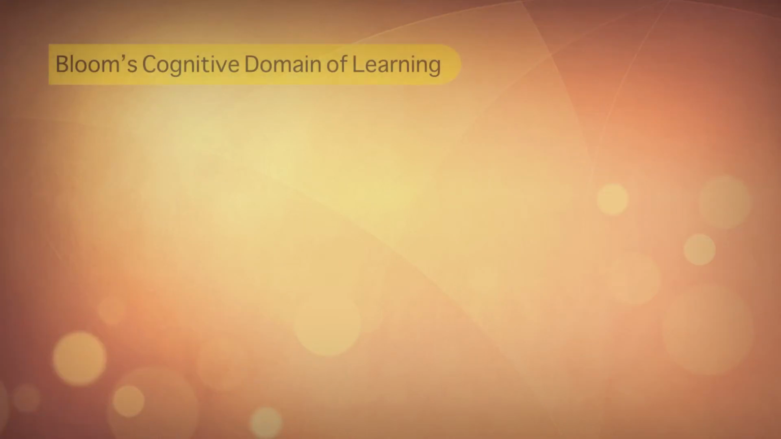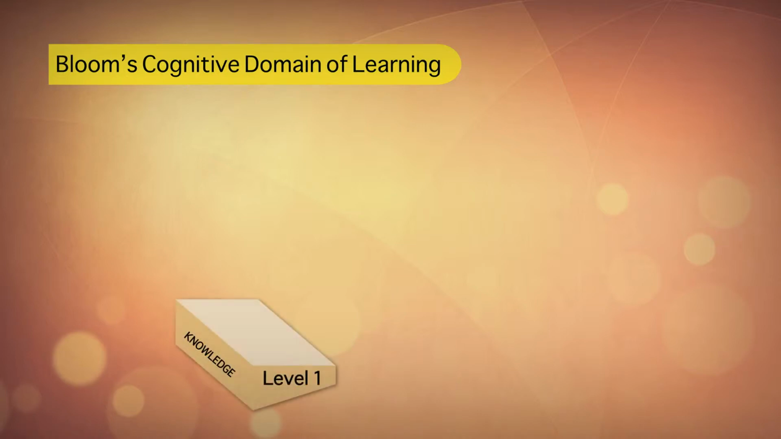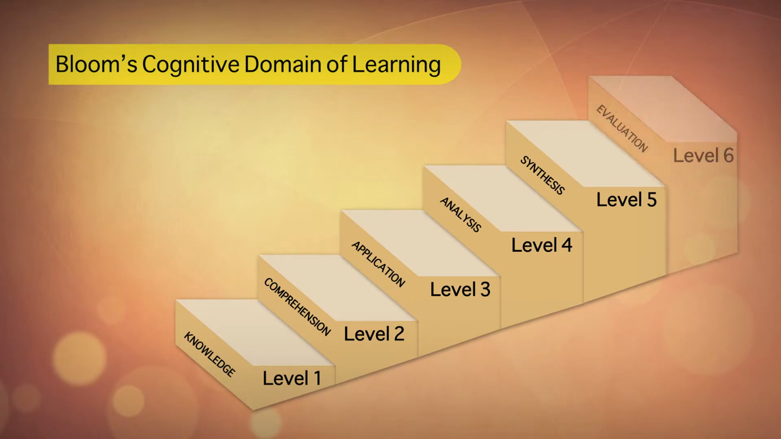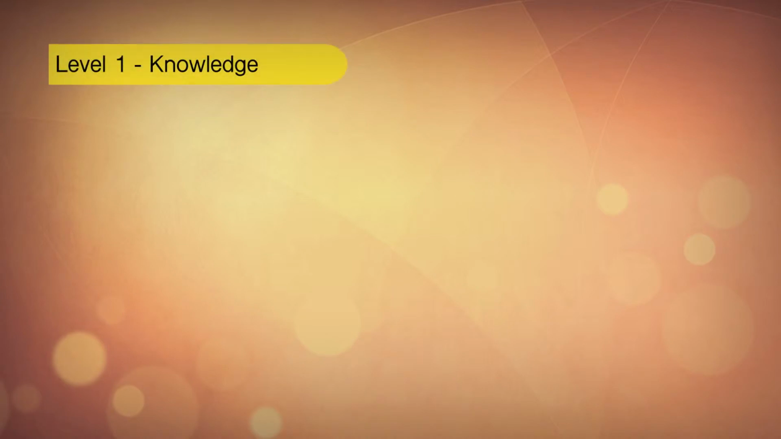Bloom classifies the cognitive domain of learning into 6 levels of competencies, starting from the lowest level to the highest level. We have knowledge level, comprehension level, application level, analysis level, synthesis level, and the final one, evaluation level. At level 1 is the knowledge level.